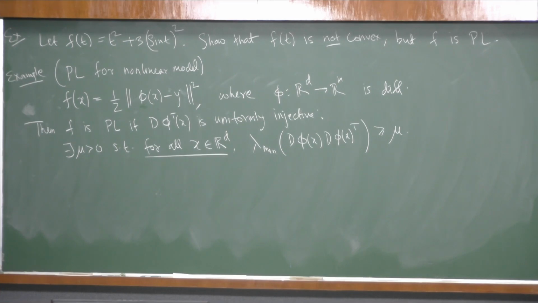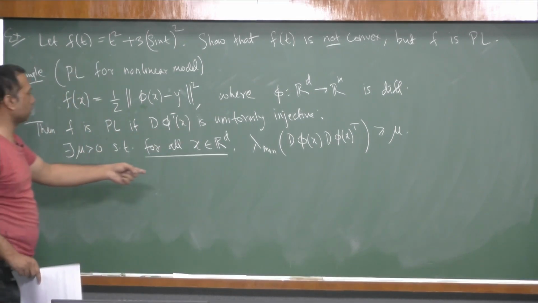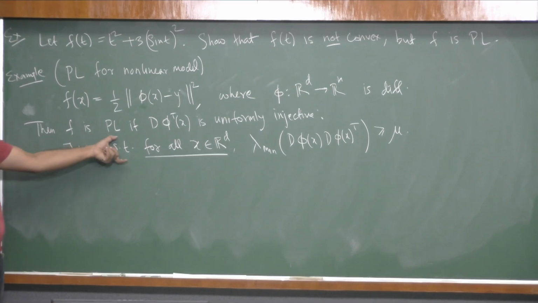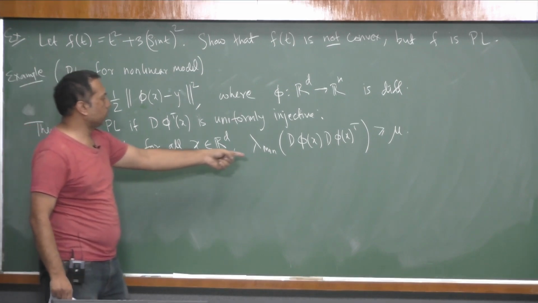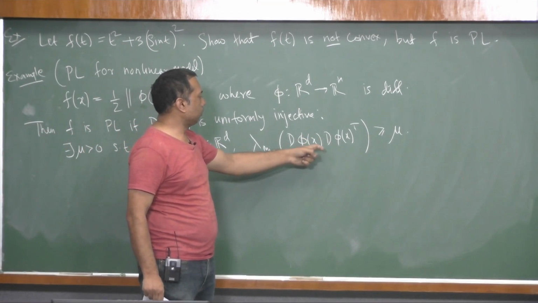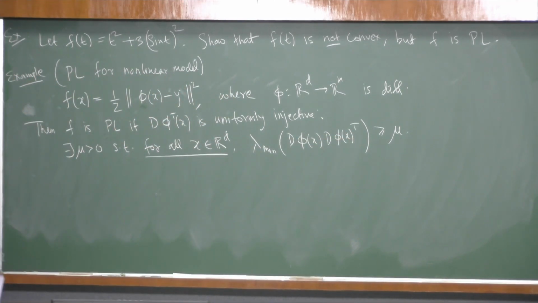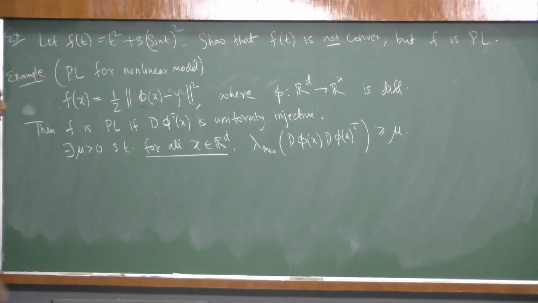Okay. So what is the implication of all this? What they're saying is that f is PL if this is uniformly injective. The uniformly injective condition is given to us, which means that lambda min must be greater than or equal to mu. So what are we supposed to prove? We are supposed to prove that if this happens, then f is necessarily PL. In other words, can you prove that if lambda min of d phi transpose is greater than or equal to mu, then the function is necessarily PL? Essentially this is one way to characterize PL, if it is easier for you to compute lambda min.